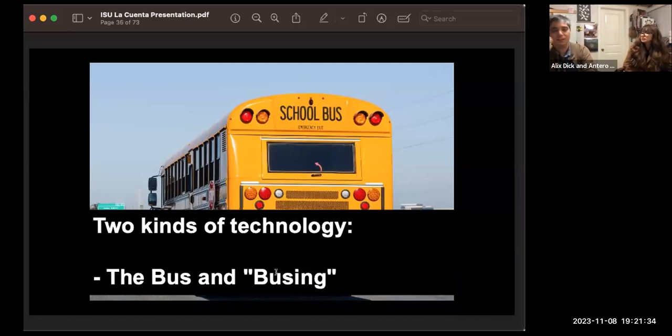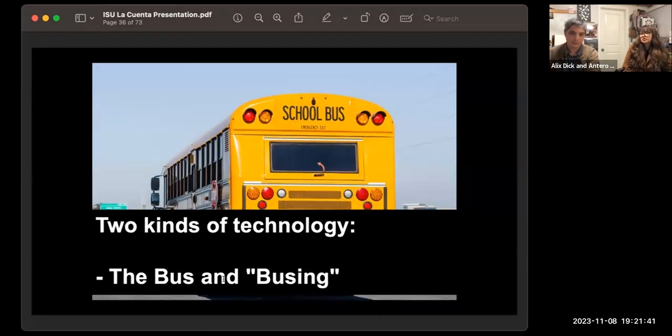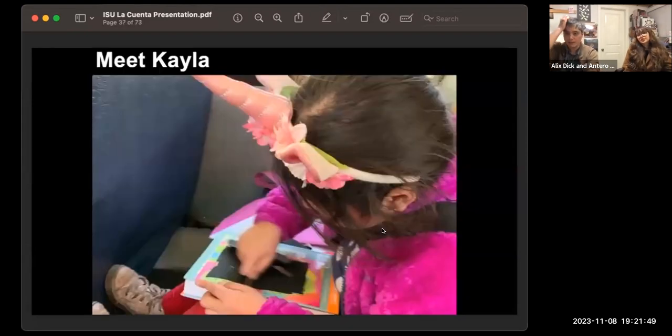There's the bus itself. It's this big, ugly thing that moves around and transports us in different kinds of ways. And then there's also busing, right, which is our de facto language for school desegregation. And so I want to introduce Kayla really briefly, as a way to think about her experience. Kayla was a kindergartner when I was doing this research.